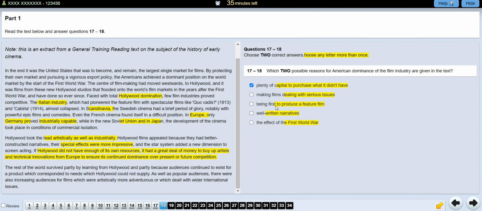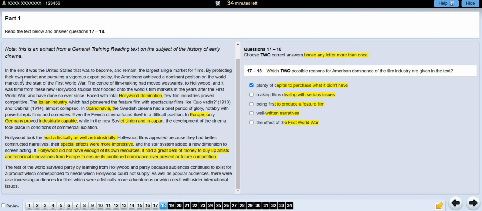Okay. Being first to produce a feature film. No one actually made a feature film. The rest of the world survived partly by learning from Hollywood and partly by access to product. As well as popular audiences, there were also increasing audiences for films which were artistically more adventurous and dealt with wider international issues that Hollywood could not supply. They were more adventurous, but they didn't deal with the issues that were required. So first feature film is not the effect of the First World War.